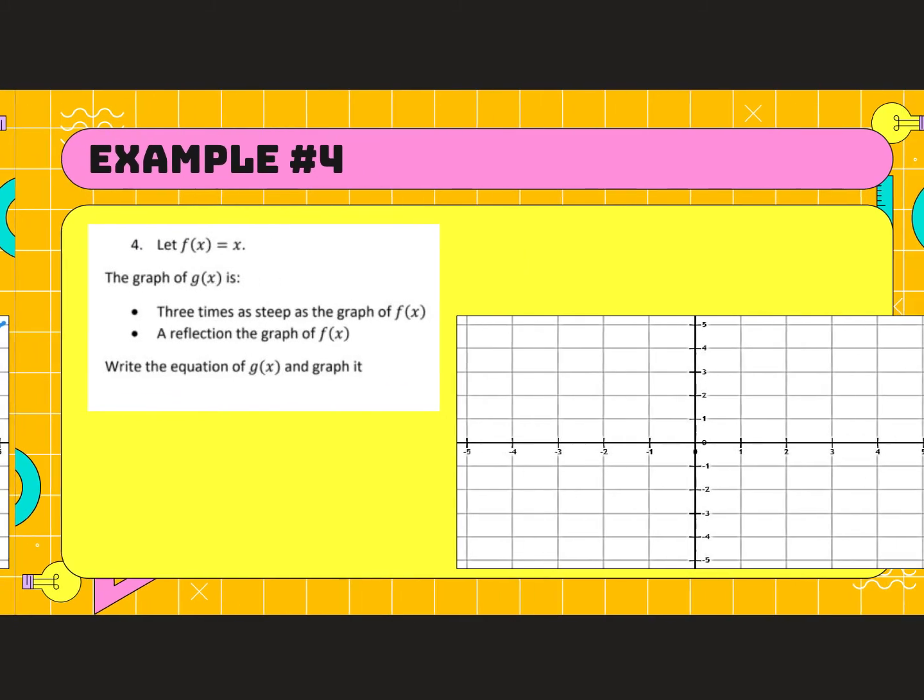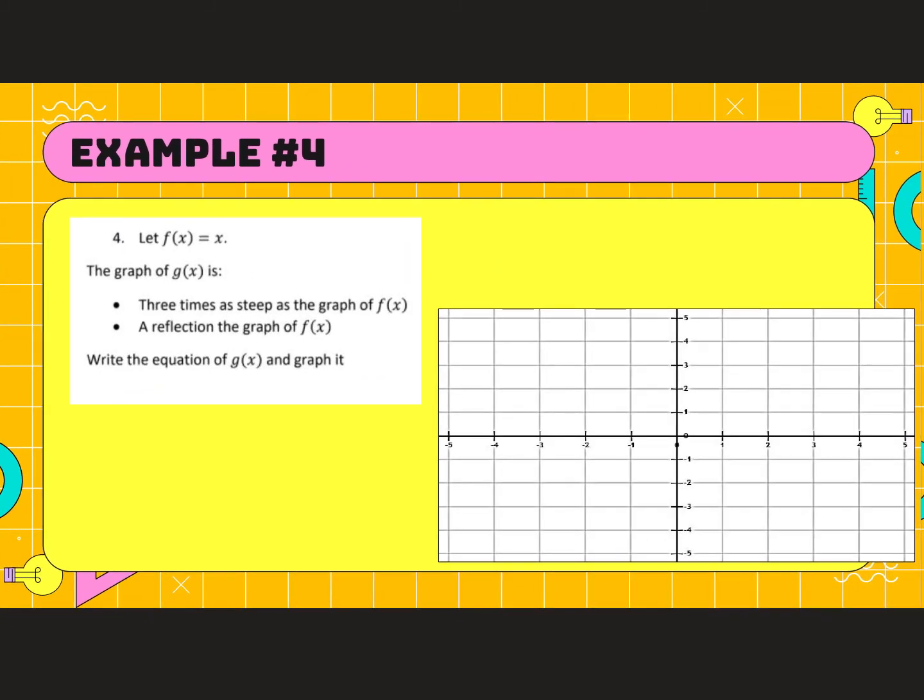All right. And for this last example, I want to see if you can try this one on your own. Again, I know you can't graph on the Ed puzzle, but I do want you to tell me what the equation is going to be. So remember, we're starting with the parent function. And here it says the graph of g of x is 3 times as steep as the graph of f of x and a reflection of the graph of f of x. Again, the only thing you're typing in is the equation.